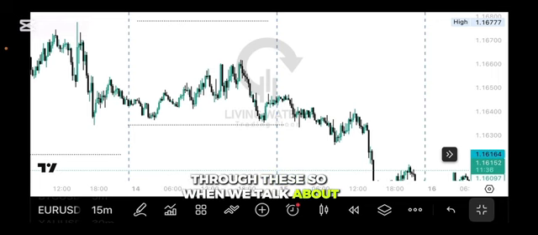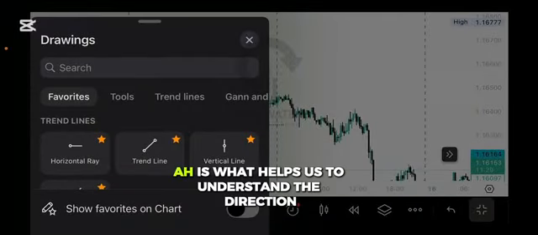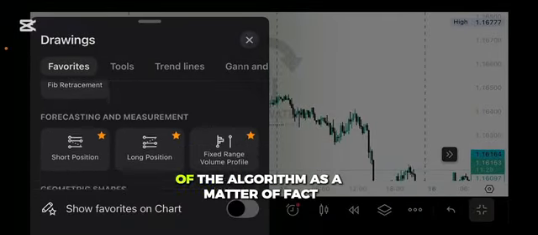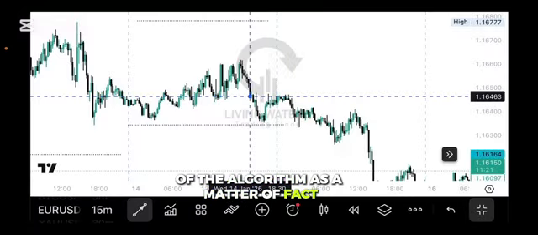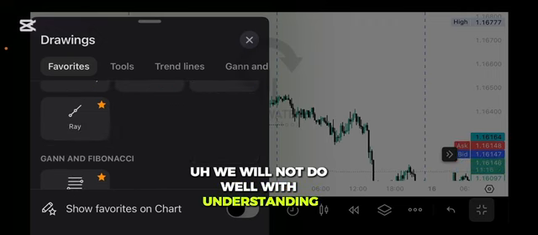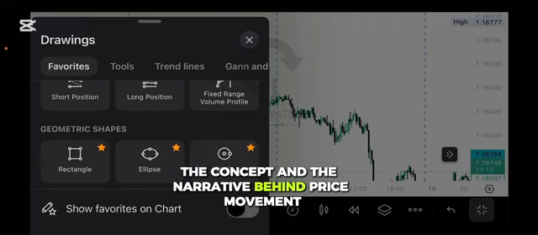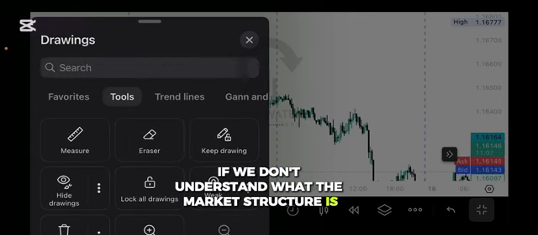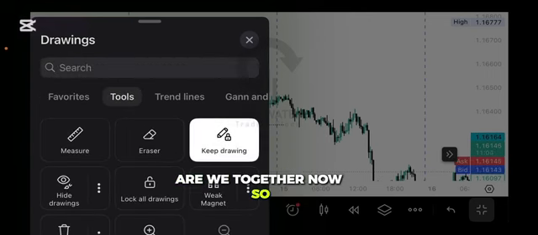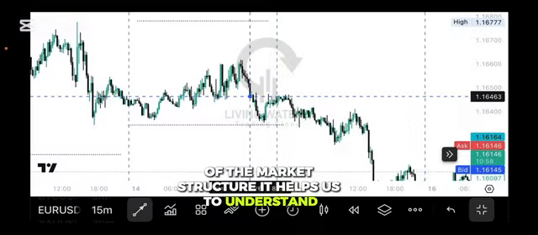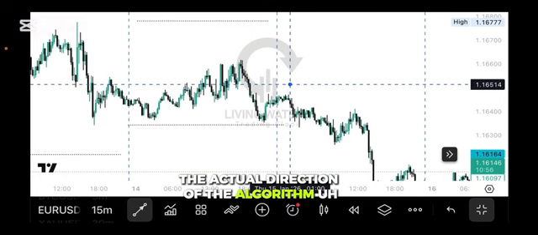So when we talk about the market structure, it is what helps us to understand the direction of the algorithm. As a matter of fact, we will not do well with understanding the concept and the narrative behind price movement if we don't understand what the market structure is. Are we together now? That is one of the major importance of the market structure. It helps us to understand the actual direction of the algorithm.